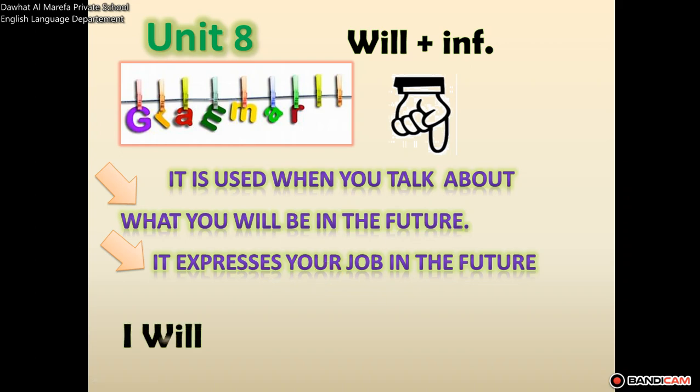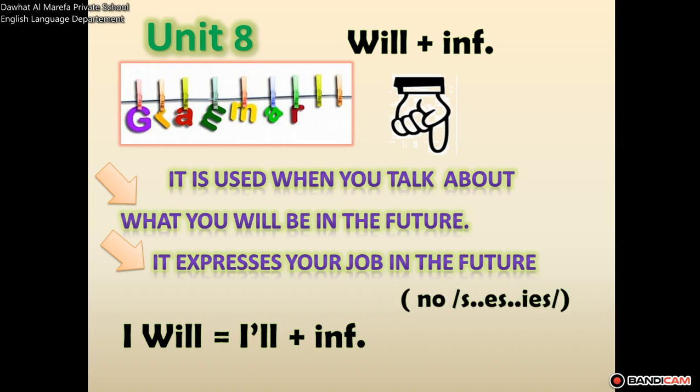You say I will, or I'll. They are the same. This I will, and you have the contracted form. Contracted means the short form of this one. We have I'll plus infinitive. What is infinitive? Do you remember grade 4? What is infinitive?